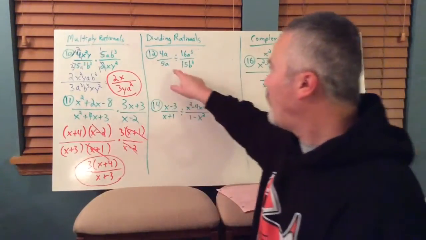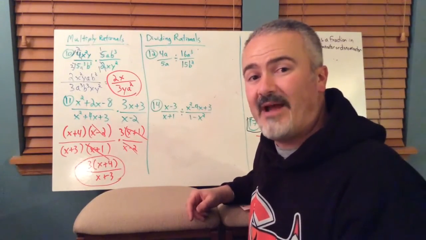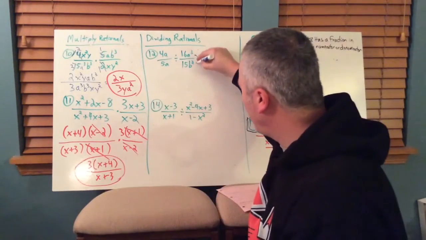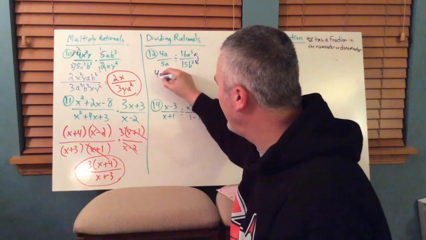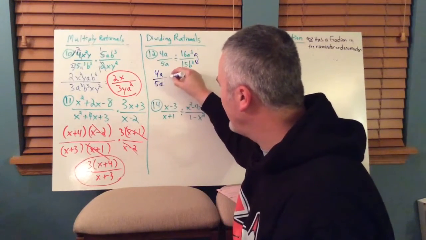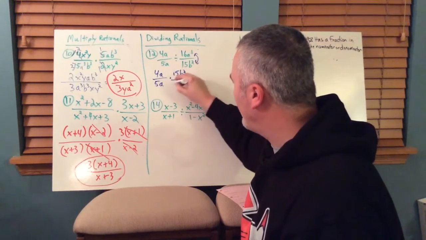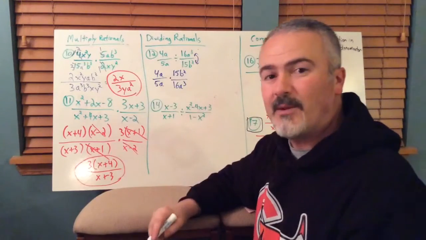Example 12. Well, we remember a long time ago when we learned how to divide fractions, we actually multiply by the reciprocal. So we're going to take the reciprocal of this here, which means we're going to do 4a over 5a times the reciprocal, which is 15b squared over 16a to the third. Then it becomes just like problem number 10.